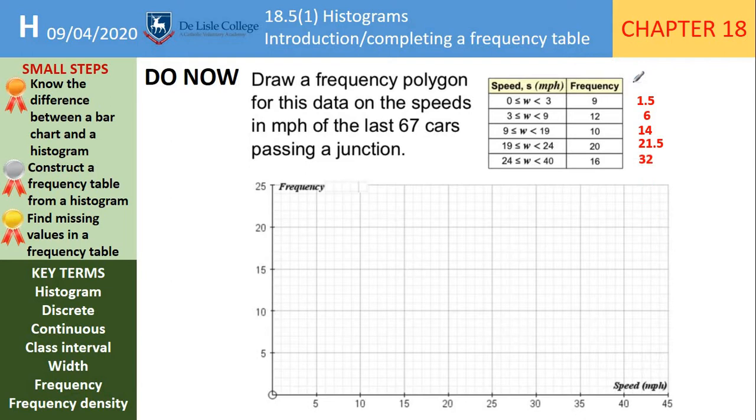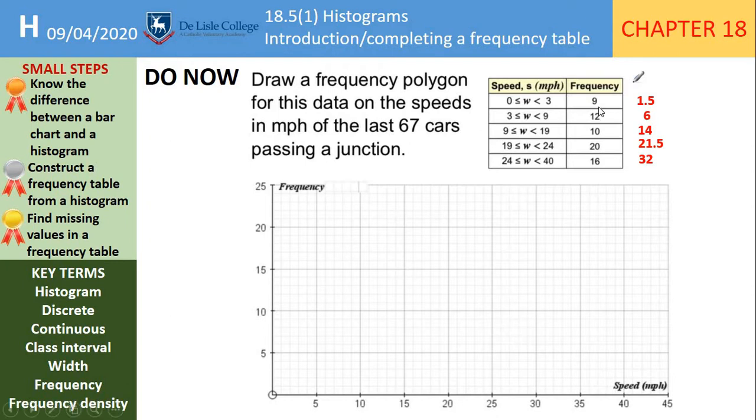If you plot the frequencies at these midpoints, you can see along the bottom we have the speed as a continuous scale, and we need to accommodate the values from 0 miles per hour up to 40. We've gone up to 45 just so that we can fit all of the information on. And for the frequency, the highest frequency is 20, which is why we've gone past this and up to 25 on the y-axis.